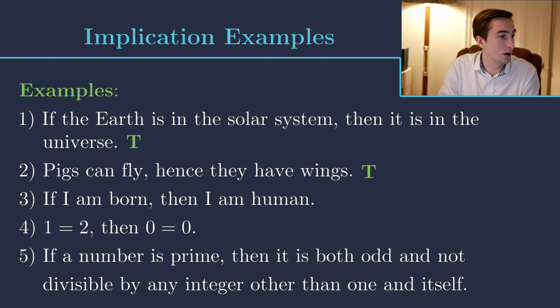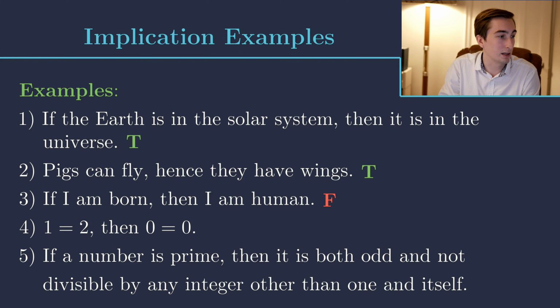Now the next one, we've got if I am born, then I am human. Well, in this situation, I could have a truth. I could be born, but I could not be human, right? I could just take another animal on the planet. So this is an example of a false statement because I've got a truthhood implying a falsehood, so therefore it's overall false.